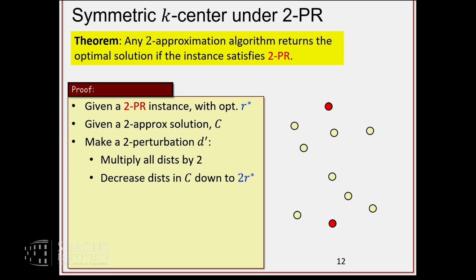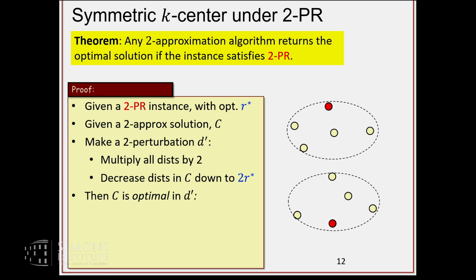So what do we know about this perturbation? First of all, it is a valid two perturbation. Nothing decreased, because the distances in C were all at most 2R star to begin with. And now I claim that C is actually the optimal solution in this perturbation I defined.